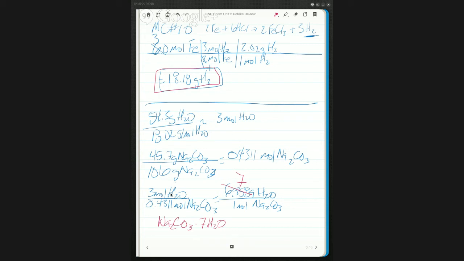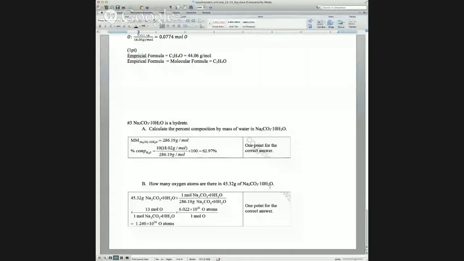We're going to pretend like this is the free response and the retake, you've done that part. Then the next part is going to say, okay, now how many oxygen atoms are there? Which is what this is, right? Let's go back to that question for a moment. Okay, how many oxygen atoms are there in 45.32 grams of this?